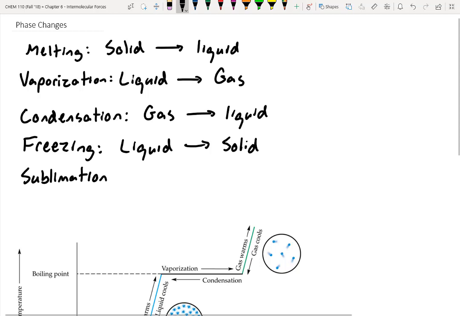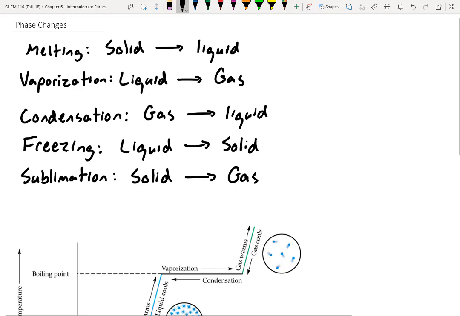Does anybody know what sublimation is? It's when something is frozen and actually evaporates. Yeah, it's when something frozen evaporates. So you go directly from a solid to a gas without going through the liquid phase at all.